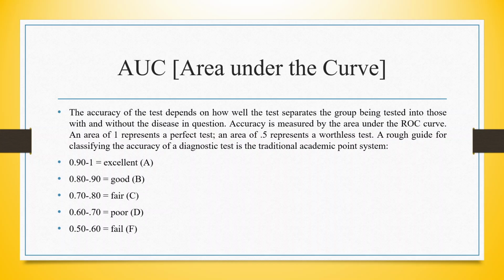Accuracy is measured by the area under the ROC curve. An area of 1 represents a perfect test. An area of 0.0 represents a worthless test. So if you get an AUC between 0.90 to 1, it is excellent. 0.80 to 0.90, good. 0.70 to 0.80, fair. And below this, poor and fail.